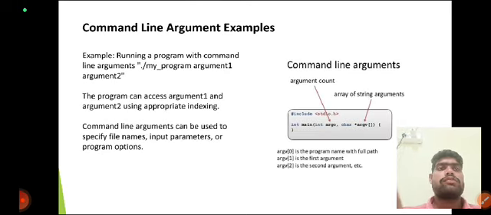Command line argument examples. Example: running a program with command line arguments: myprogram argument1 argument2. The program can access argument 1 and argument 2 using appropriate indexing. Command line arguments can be used to specify file names, input parameters, or program options.